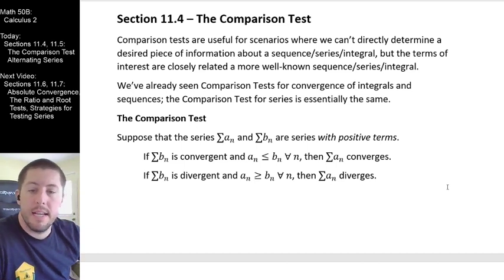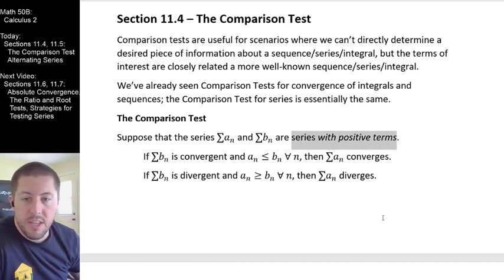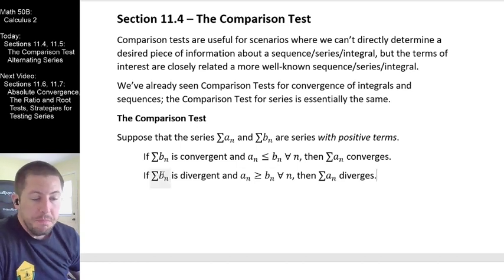So our comparison test states, suppose that the series with terms of the form a sub n and terms of the form b sub n are both series that have positive terms. This is like your number one restriction. The only thing you've got to watch out for with the comparison test is that they have to be all positive.